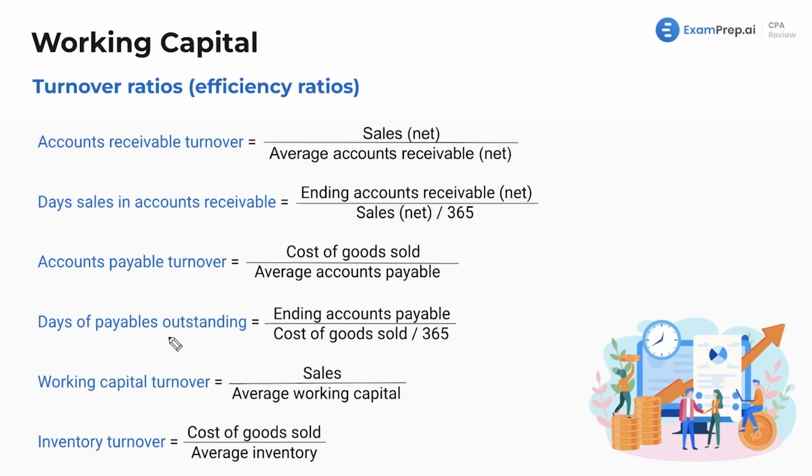Now, a good general rule is that for these turnover ratios, it's either sales or cost of goods sold in the numerator, as you see right here, sales, cost of goods sold, sales, cost of goods sold, and whatever account it's referring to is in the denominator, such as average accounts receivable, average payable.